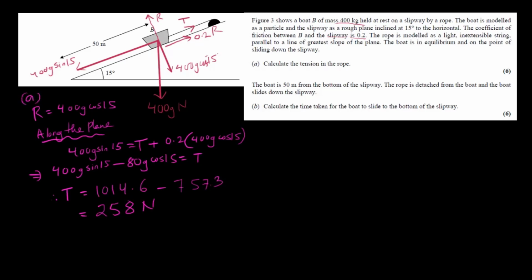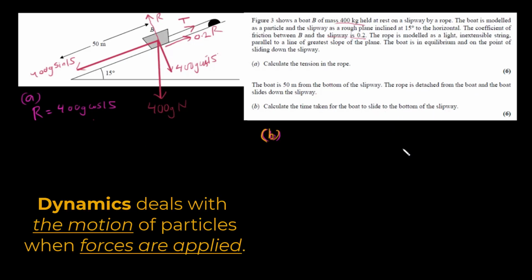So now the next question, question number B. The boat is 50 meters away from the bottom. So if it falls to the bottom, it will travel a distance of 50 meters. The rope is detached from the boat and the boat is sliding down. So calculate the time taken for the boat to go to the bottom. One of the things that we have to see is what the acceleration is.